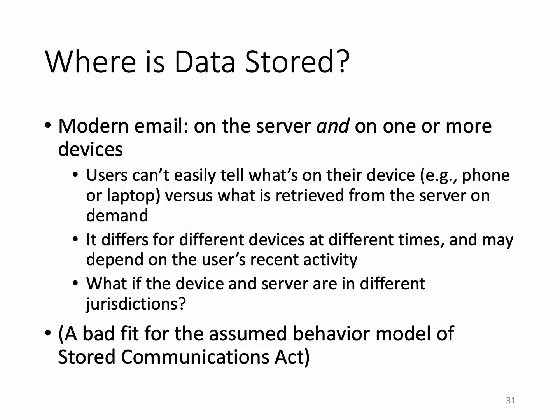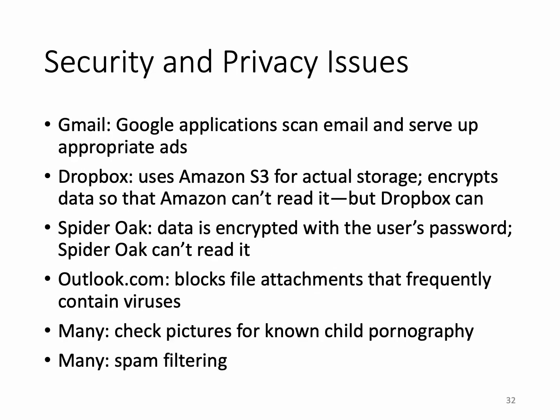Email is usually stored on the server and on multiple devices. Users can't really tell what's on their device versus what is retrieved, and it differs from time to time. For security and privacy, Google applications do scan email and serve ads appropriately from that. Dropbox uses Amazon S3, but it does encrypt data so that Amazon can't read it, but Dropbox can. And those are the most popular ones.